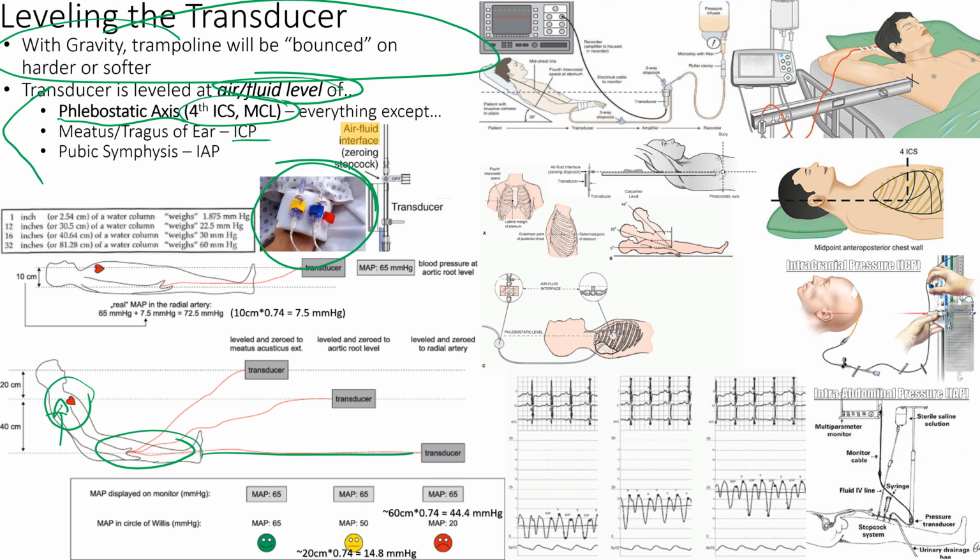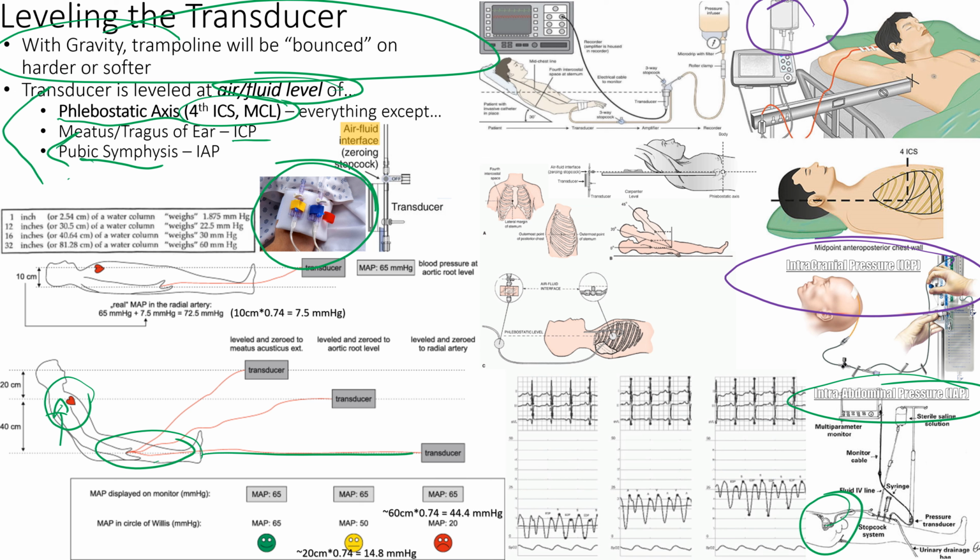ICP is measured at the tragus of the ear, and if you have intra-abdominal pressure, it's measured at the pubic symphysis. So I have the pubic symphysis down here. We're measuring an intra-abdominal pressure, and that has a lot of utility. We'll talk about that in GI, and ICP we'll talk about in neuro. It's the same setup. You're just hooking up to a cavity or a fluid column, and you're going to measure the waveforms that are coming off of it, except this does not have one of these pressure bags.